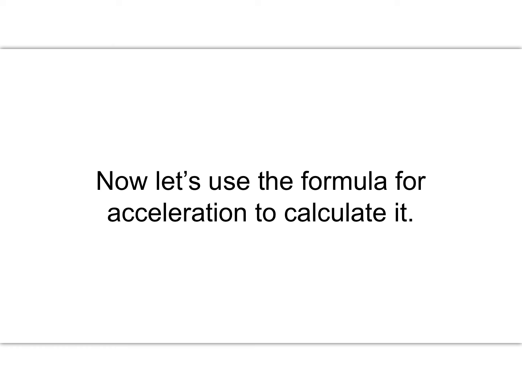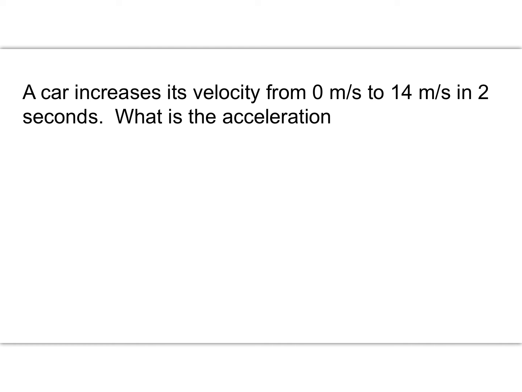All right, so now let's use a formula to calculate acceleration. We still have three things: we have acceleration, we have the change in velocity, and we have the time. Our formula for acceleration is change in velocity divided by time. For this one, we know that the change in velocity was 14 minus 0, and the time was 2 seconds.